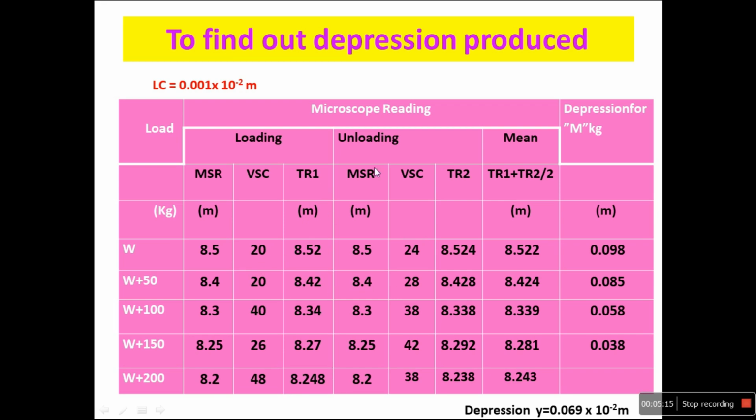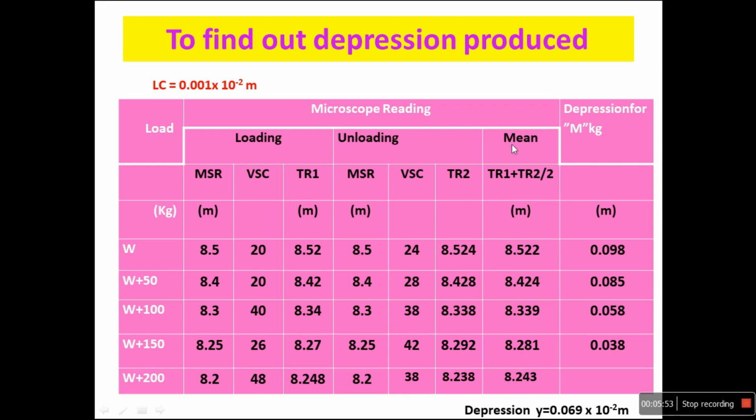Similarly for unloading also. What is the meaning of unloading? Here for W plus 200 this is the reading, I put 8.2 here, I check the vernier scale coincidence, it comes around 38. Again remove one weight, again you check the reading. The main scale reading mostly does not change, maybe minor changes occur in the vernier scale coincidence only, here 26, here 42. And again remove one weight and get the reading for W plus 100, W plus 50 and W. In this way you write the readings and find the total reading, likewise in the loading part.